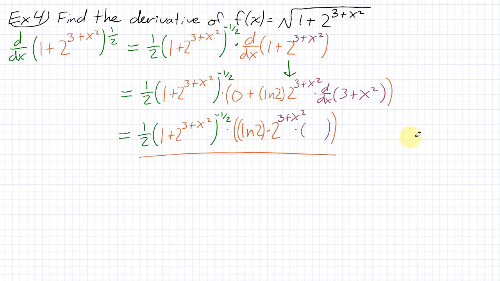Oh, I need to erase my gold star because I made a mistake. This should be 2x in there, not x squared. So, oh well. If you got it, congratulations.